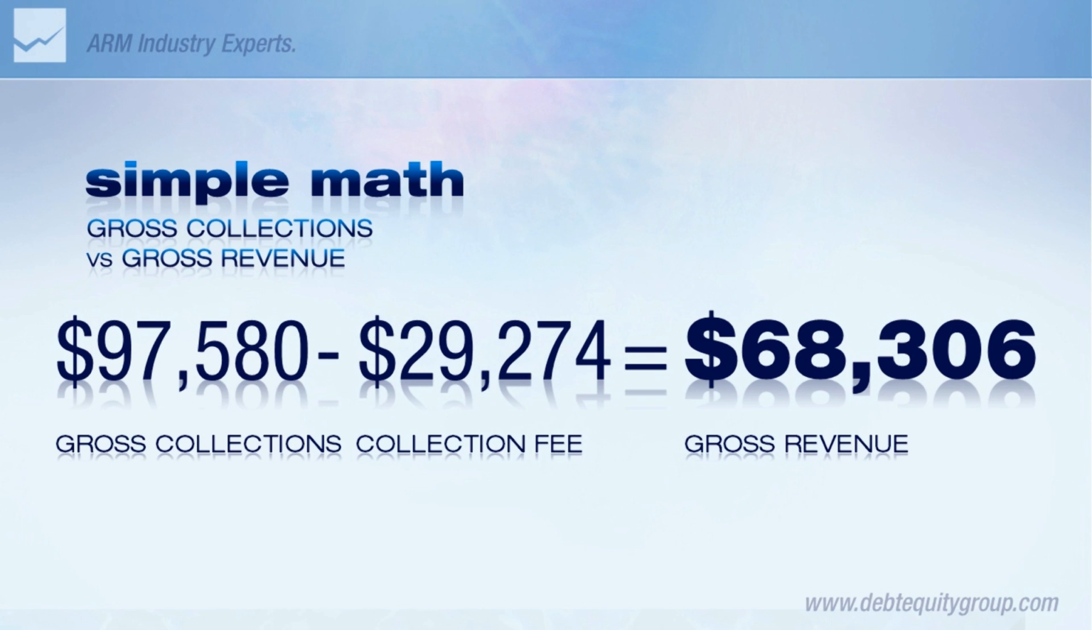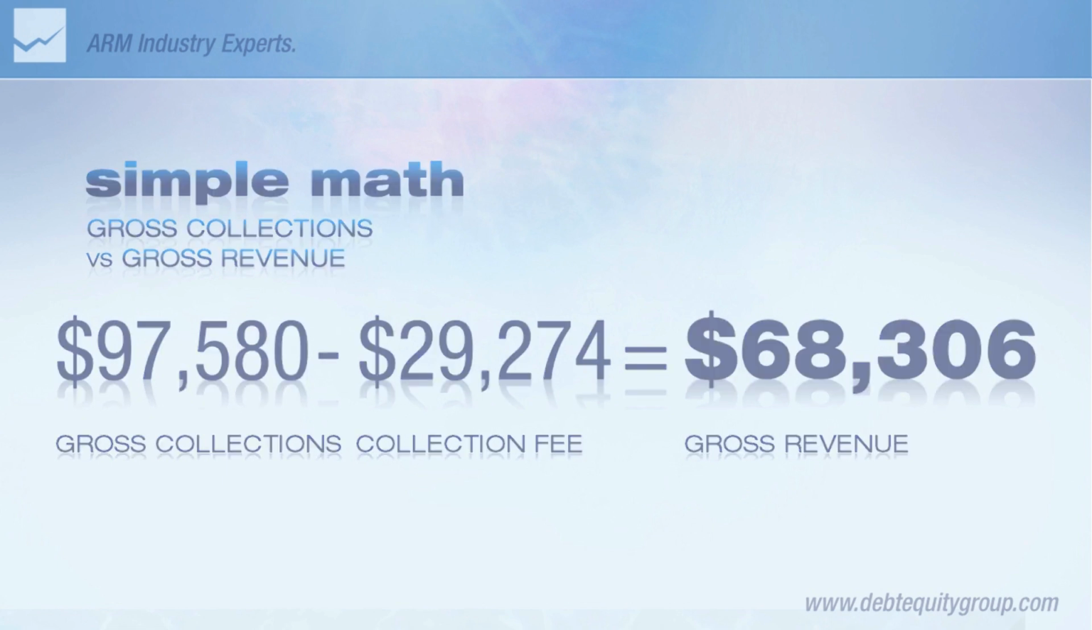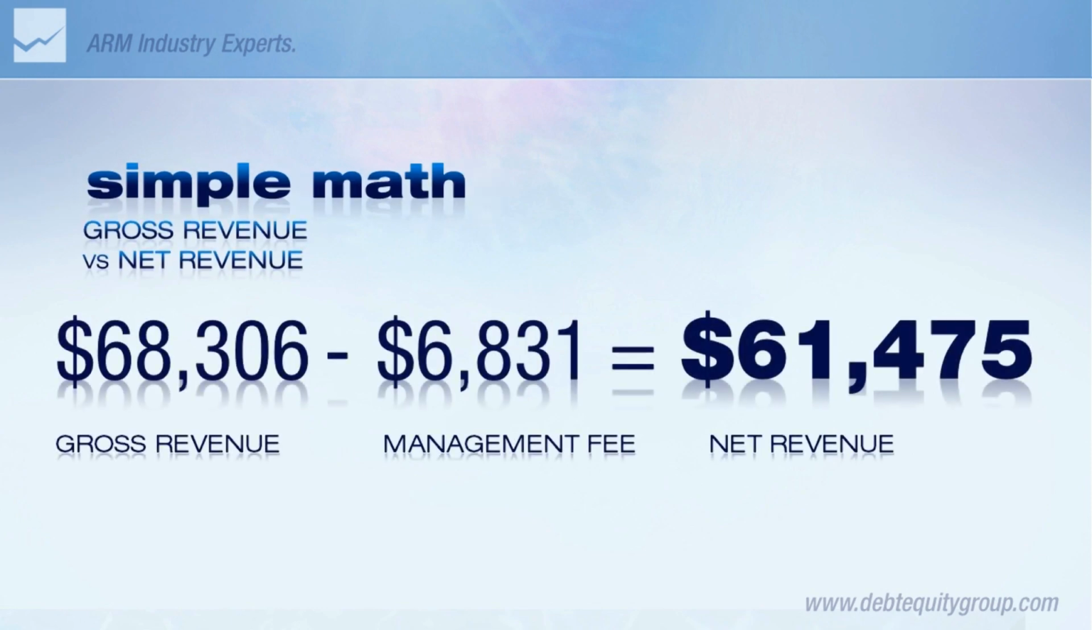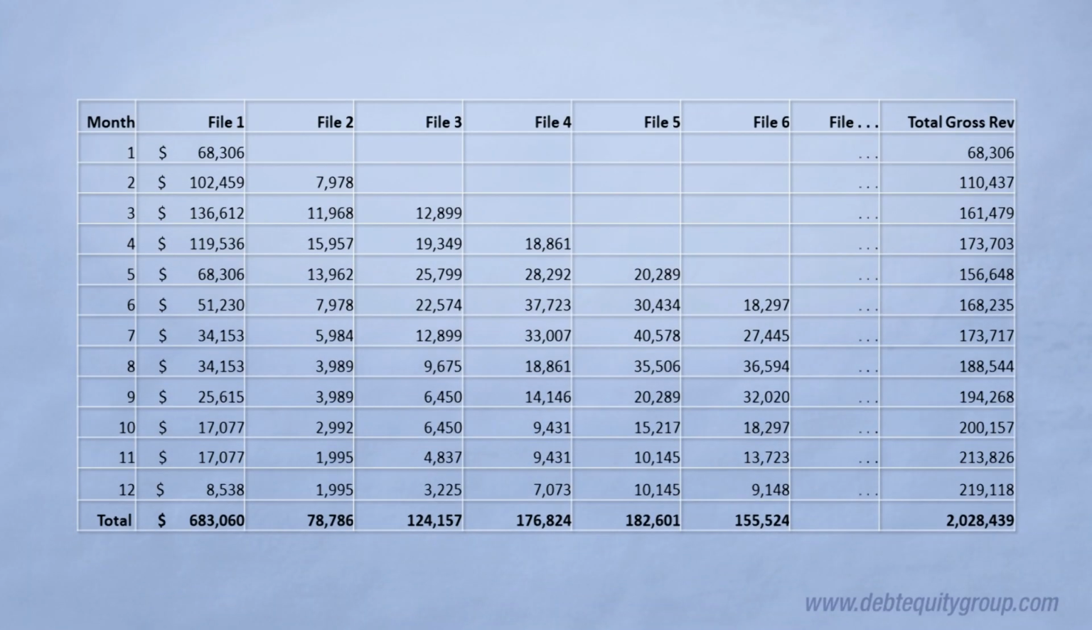You can think of this in the same way you might think of gross versus net income. After management fees, we're left with $61,475 in net revenue. That looks pretty good so far, right? So let's go back and talk about gross revenue for a minute. Here's a chart showing the first year's gross revenue. Look at gross revenue for file number 1. Again, robust in the beginning with a sharp drop-off and dwindling rate of recoveries over time.